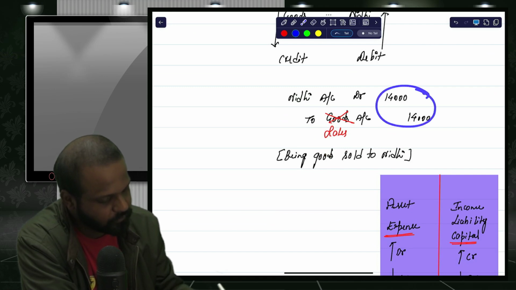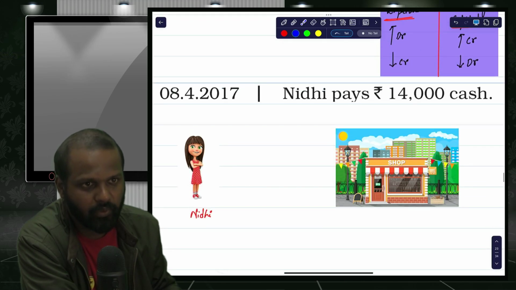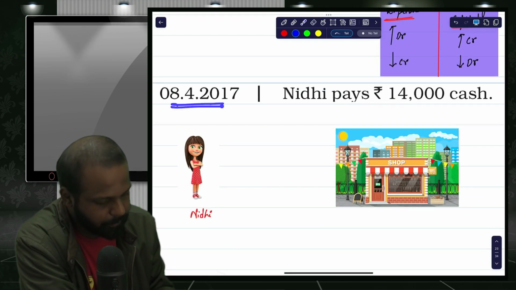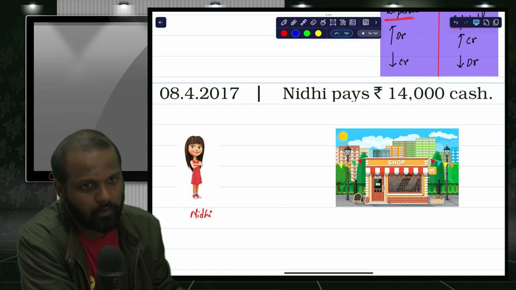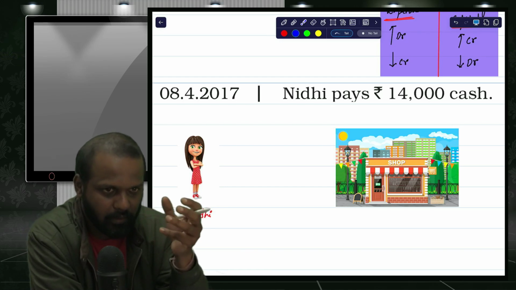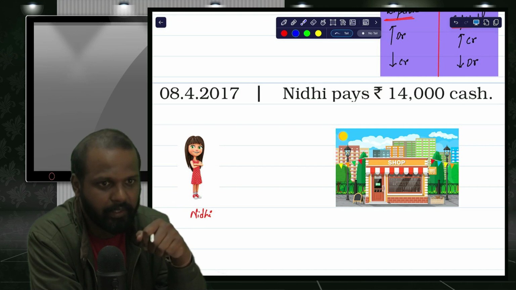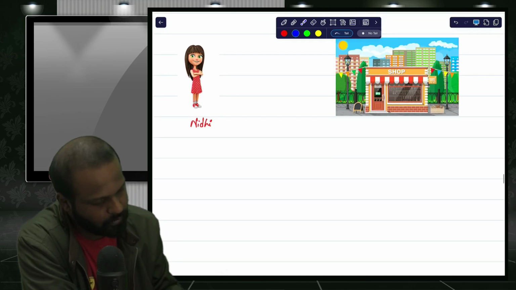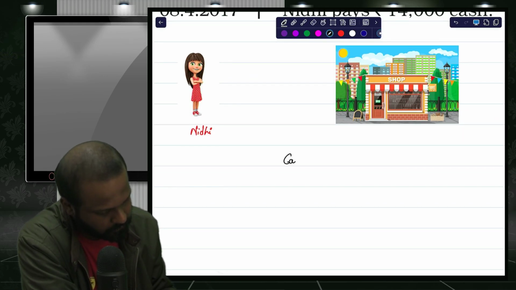So whatever 14,000 of goods we have sold on credit, we have now received the money from Nidhi. On 8th April, Nidhi pays 14,000 rupees cash. So whatever asset we created in the name of Nidhi, from Nidhi we have collected the money now. When you collect the money in the form of cash, first cash is an asset. It is going to increase.